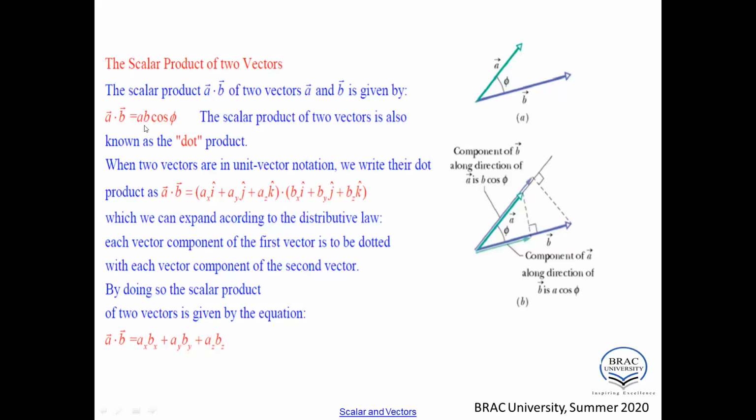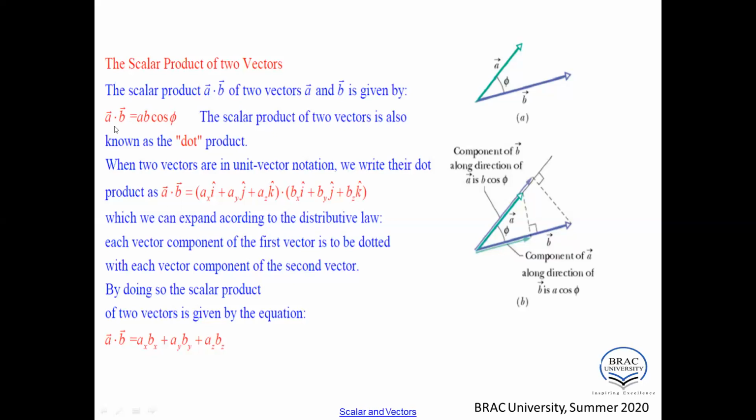So if we consider the dot product of two similar vectors, say vector A dot vector A, in this case the angle between these two vectors is 0 degrees. So cos 0 degrees is 1 and the magnitude is A. So A into A equals A square. So the dot product of two similar vectors is the square of the magnitude of the vector.